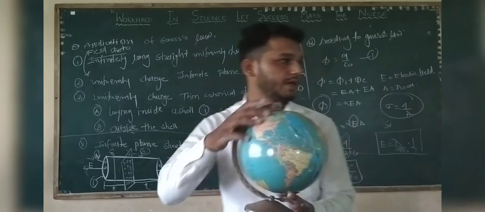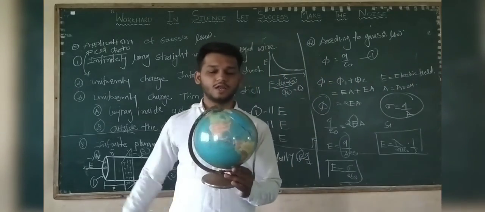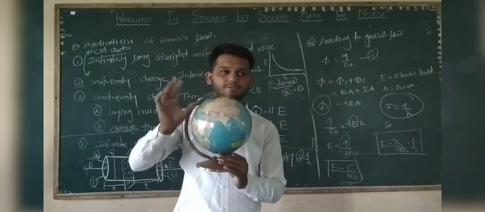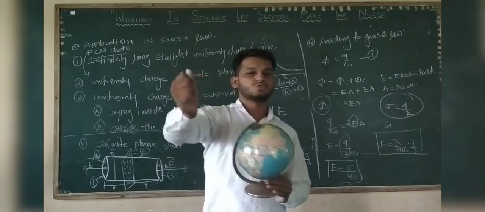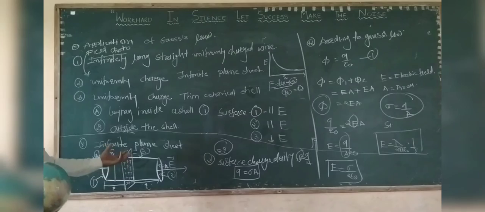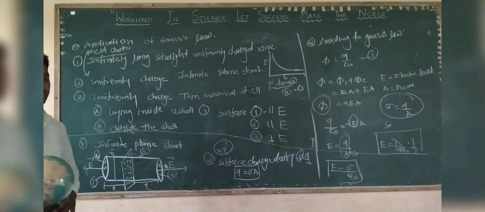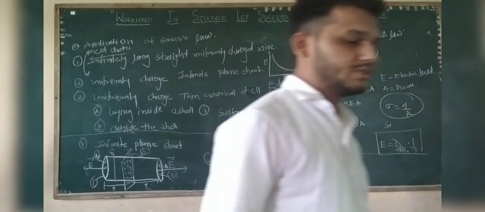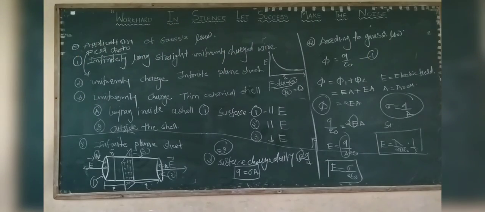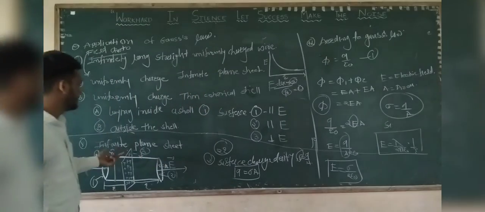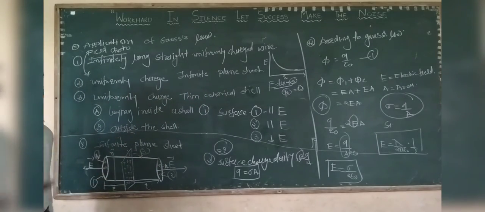So what will happen inside of the shell? This one is our shell, but we are not talking about the surface, we are talking about the inside of the surface. The first topic is inside of the shell, and the second topic is outside of the shell. How much electric field is there? We have to measure how much electric field there is in this situation, inside or outside of the shell. So this is our topic.